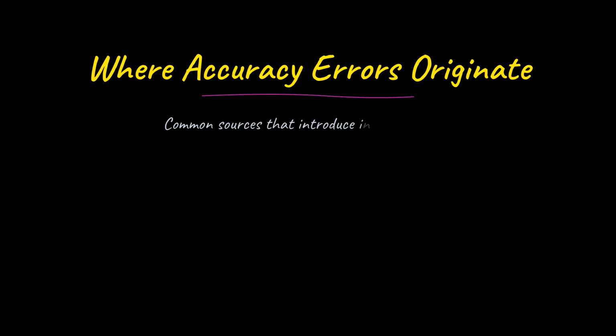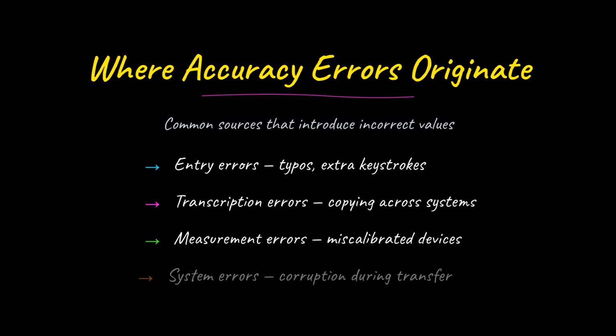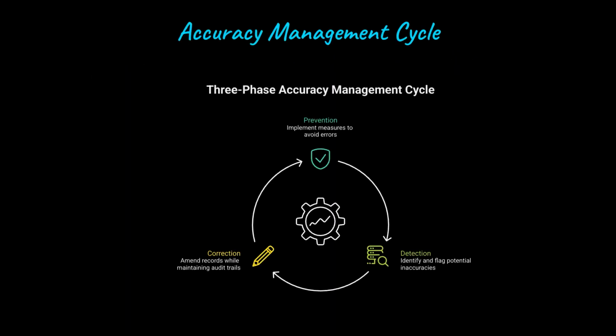Accuracy failures come from multiple sources. A single decimal point typo during order entry can result in a tenfold dosing error. Each source demands its own specific prevention and detection strategy. Managing accuracy requires all three phases working together. Prevention stops errors at the source. Detection surfaces errors that slipped through. Correction amends the record while preserving the audit trail so the change itself is traceable.